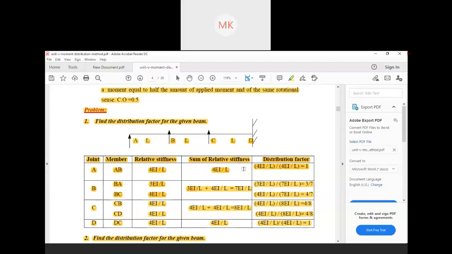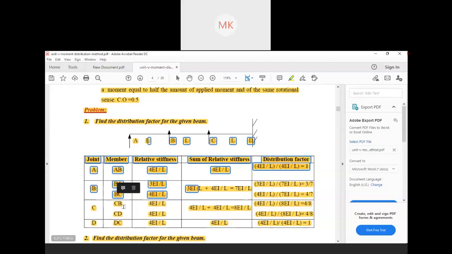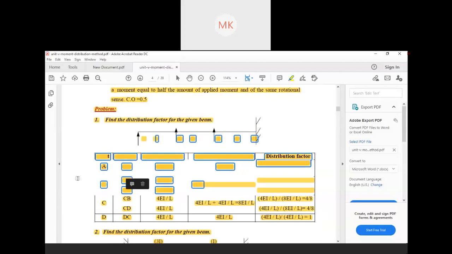as 1. And always remember, when there is a beam, if the connected members are 2, 3, however many members there are, it doesn't matter, the distribution factors always add up, and the summation comes to be 1. See here at this point B, there are two members connected, BA and BC, as you can see here. Okay, BA and BC.